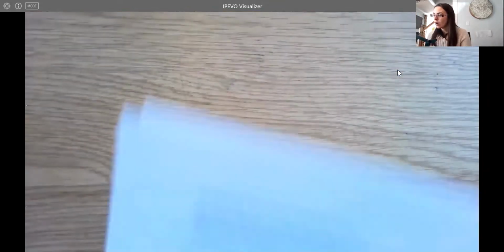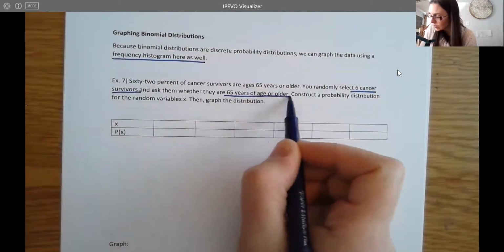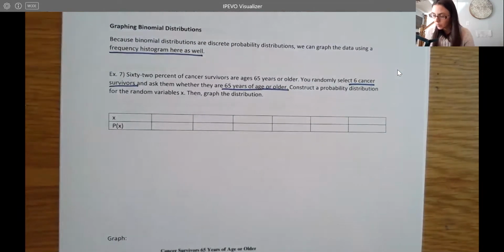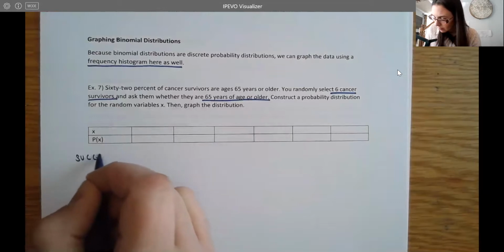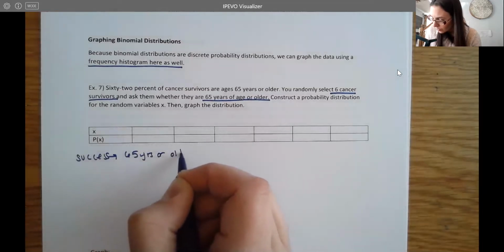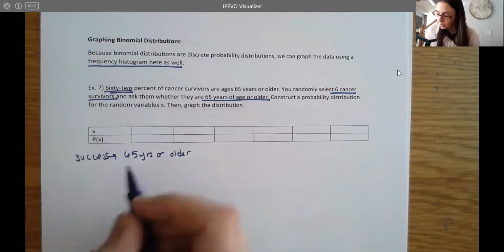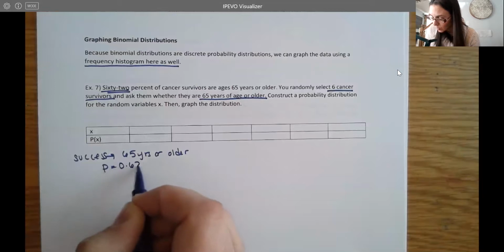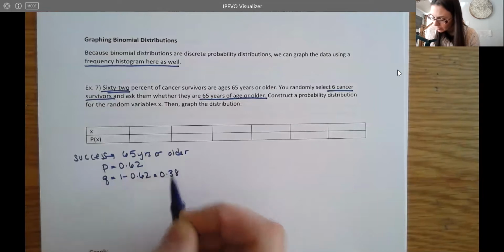62% of cancer survivors are ages 65 and older. You randomly select 6 cancer survivors and ask them whether they are 65 years of age or older. We're going to construct a probability distribution for the random variable x and then graph it. So here it looks like we're going to let a success be yes, they are 65 years or older. 62% of cancer survivors are in this age group, so our probability of a success is 0.62. Probability of failure is 1 minus this value, so 0.38.